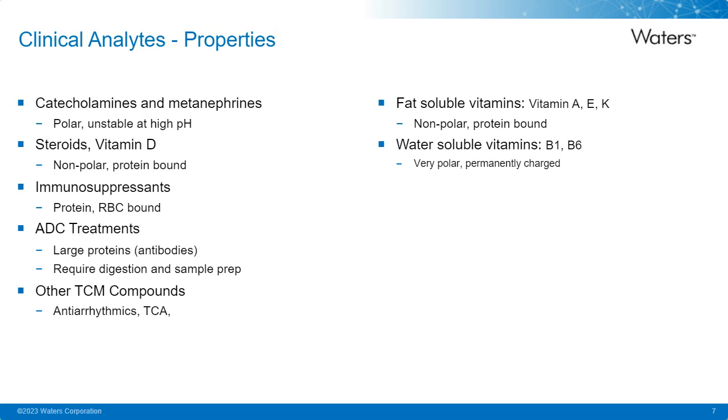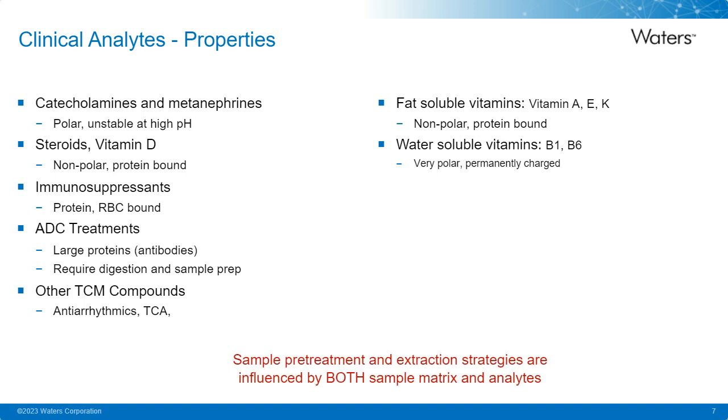There are compounds that are often looked at for therapeutic monitoring, such as antiarrhythmics and tricyclic antidepressants that are sort of in the middle. And of course, many of the toxicology drugs can be in the middle. So the analyte properties can be quite varied, and we need to consider both the analyte and the matrix when we're developing a sample preparation strategy.